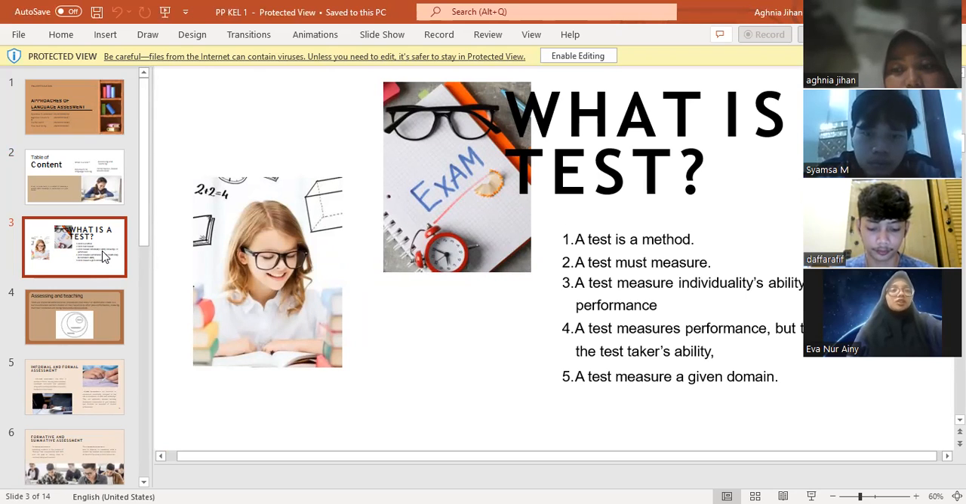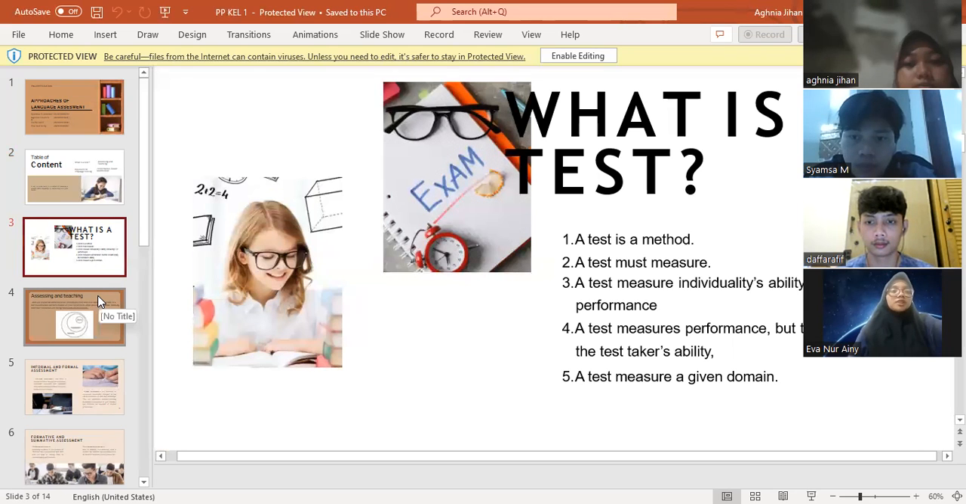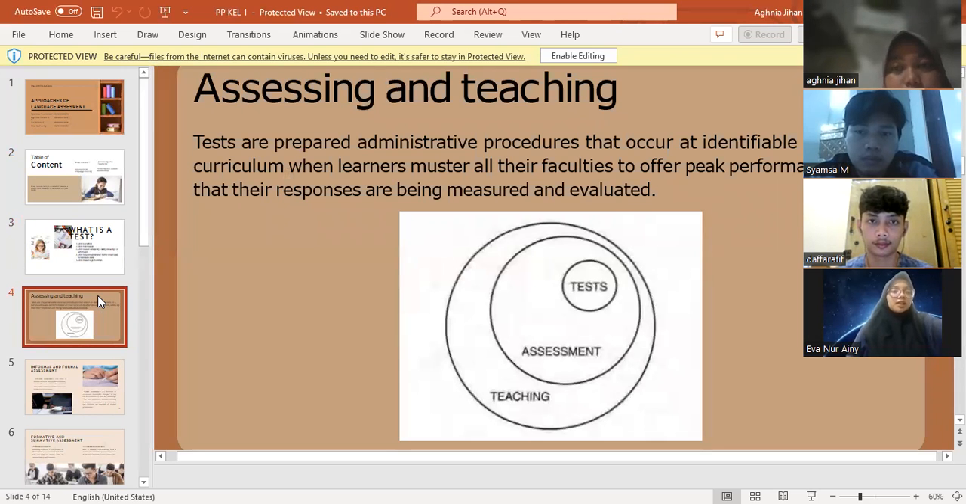The testers need to understand who the test takers are. The fourth is that a test measures performance, but the results imply the test taker's ability or, to use a concept, linguistic competence. And the last one is that a test measures a given domain. In the case of a proficiency test, even though the actual performance involves only a sampling of skills. Next, the presentation will be by Syamsa. The time is yours.